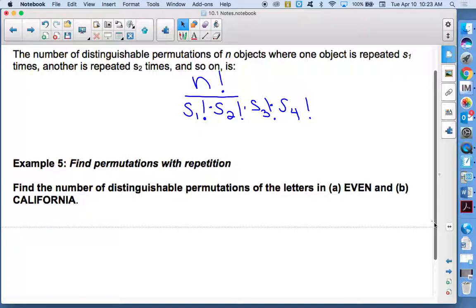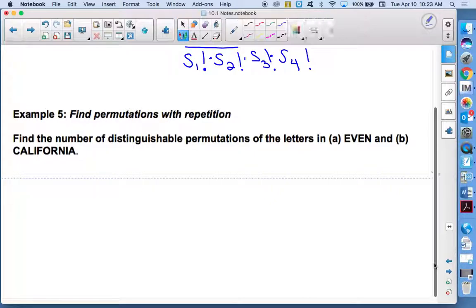So it makes a little more sense when you actually deal with a concept here. This one says find the number of distinguishable permutations. That just means they all have to be different. Of the letters in the word even, and then of the letters in the word California. So if we're working with the word even, we want to find out how many 4-letter arrangements, because they're not all going to be words, can be created from the 4 letters that are in the word even. So the first thing you have to know is how many letters. There are 4 letters, so that goes on the top. That's the first number, 4 factorial. On the bottom would be any letters that are repeated and how many times that letter is repeated.